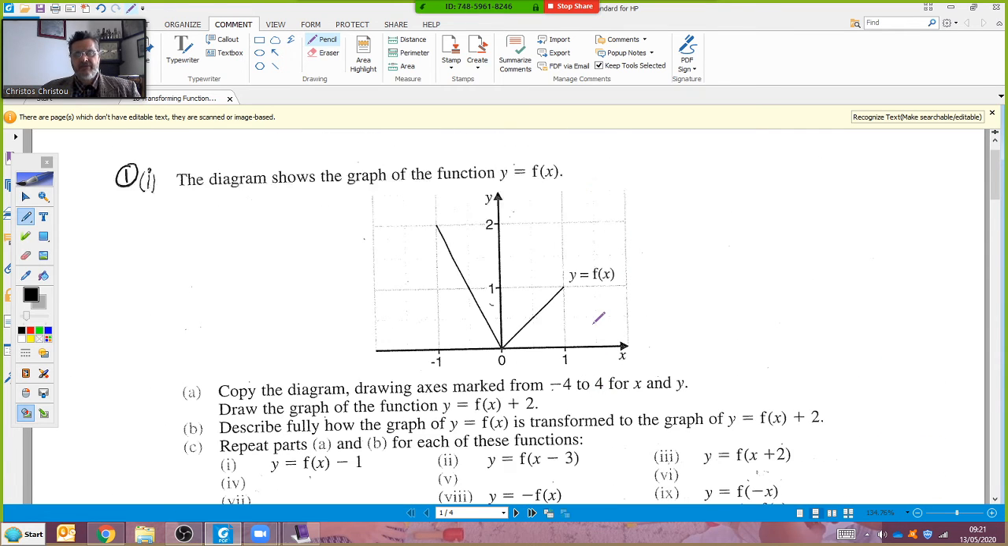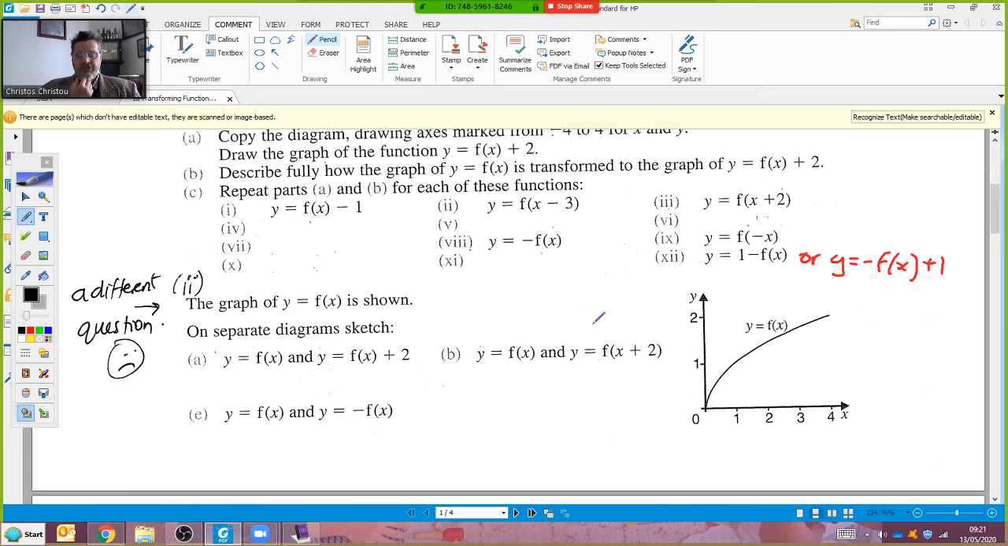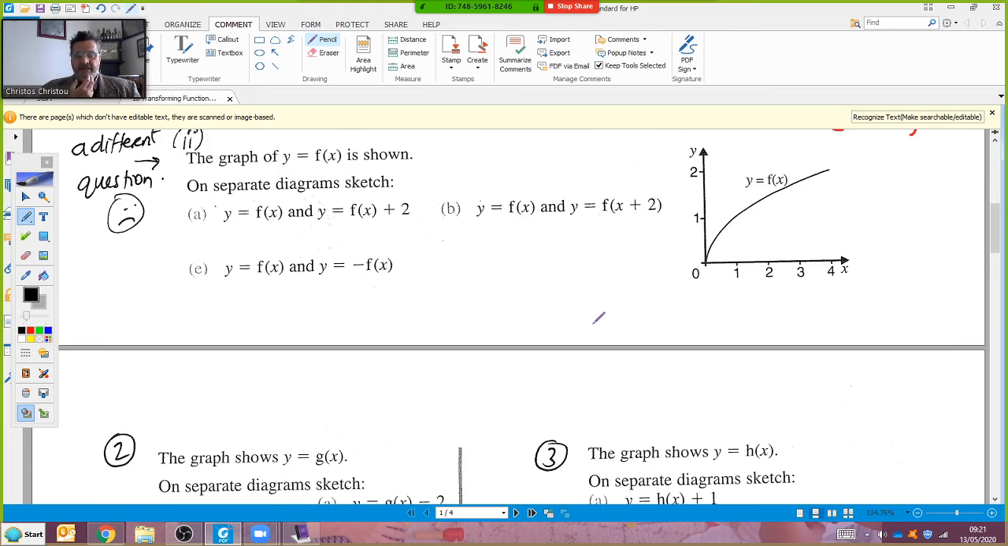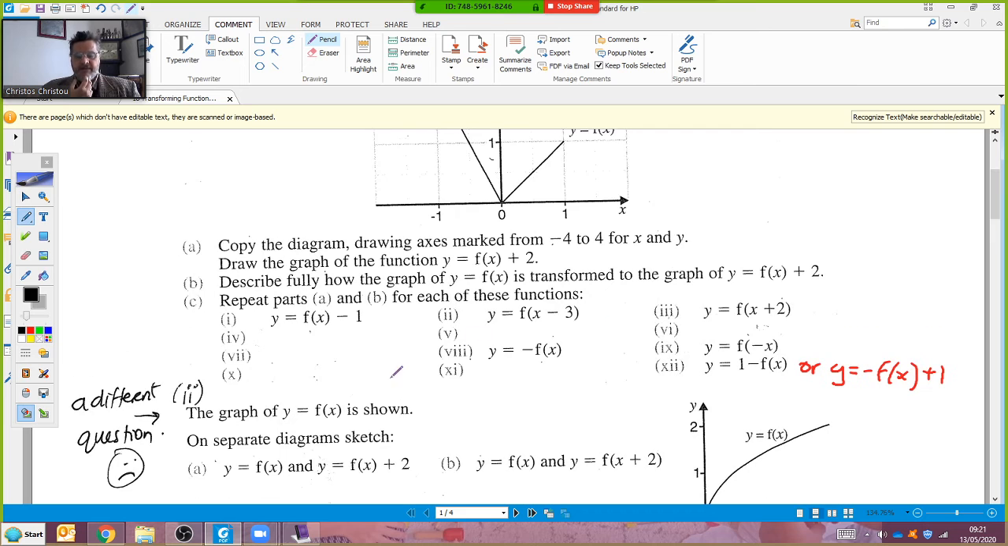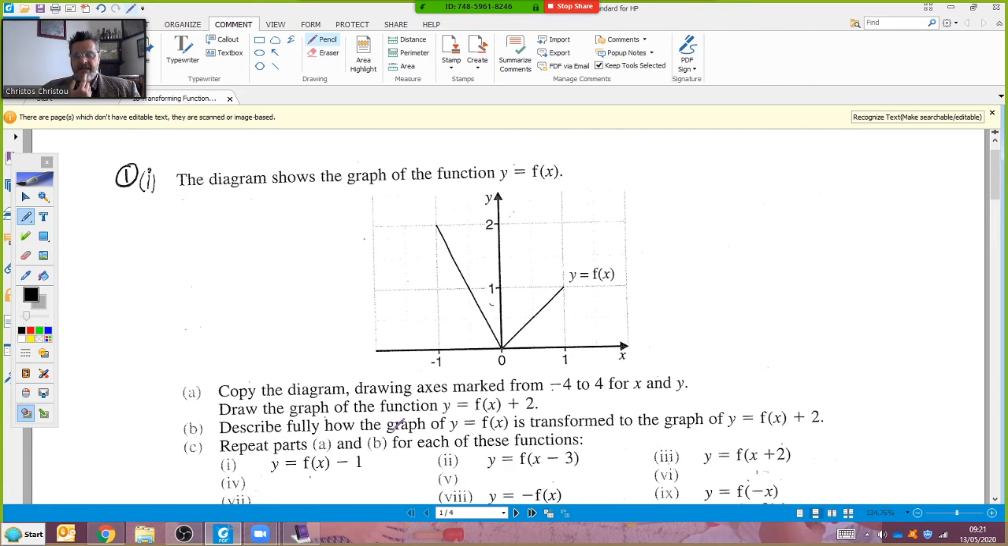So these are screenshots taken from the Red Book, which I've put together on one sheet. It's a booklet, and you need to deal with that. So here's this part here. Let me just launch it. They give you this in the Red Book, and they just called it y equals f of x. Yeah, all right, good, obviously. Copy the diagram, drawing the axes marked from -4 to 4 in all directions, because you're not quite sure where the graph's going to end up after you've transformed it.